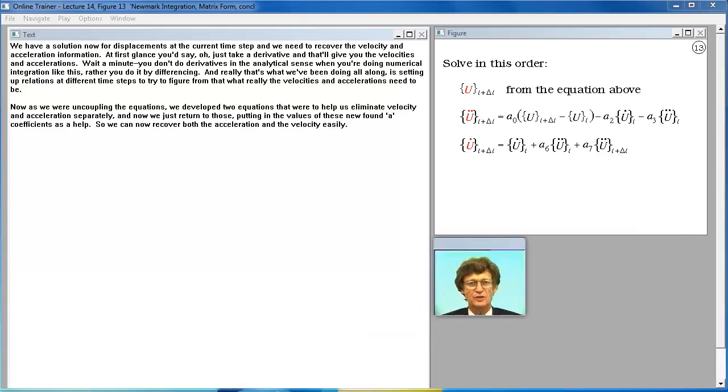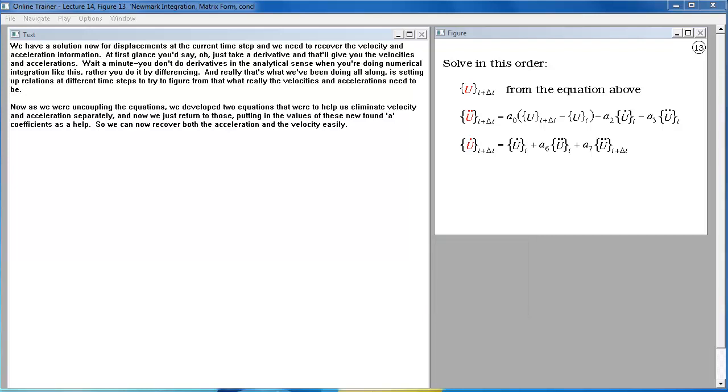We have a solution now for displacements at the current time step, and we need to recover the velocity and acceleration information. At first glance you'd say, oh, just take a derivative and that'll give you the velocities and accelerations. But wait a minute, you don't do derivatives in the analytical sense when you're doing numerical integration like this. Rather, you do it by differencing. And really that's what we've been doing all along, is setting up relations at different time steps to try to figure from that what really the velocities and accelerations need to be.